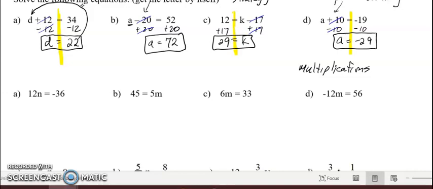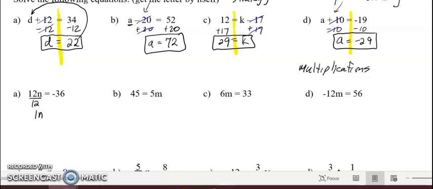Whatever you have multiplied by the letter is going to be divided away so that we can get the letter by itself. So in question A here, we have 12n. I'm going to divide it by 12 because 12 divided by 12 is going to be 1, right? I don't want to know what 12n is. I want to know what 1n is.